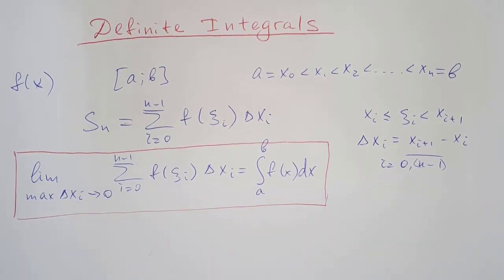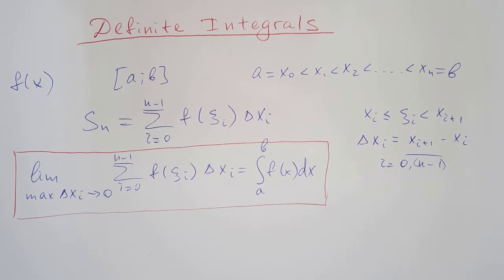So the limit of the sum Sn, provided that the number of subdivisions n tends to infinity and the largest of them, delta x_i, tends to 0, is called the definite integral of the function f of x on the interval [a, b].